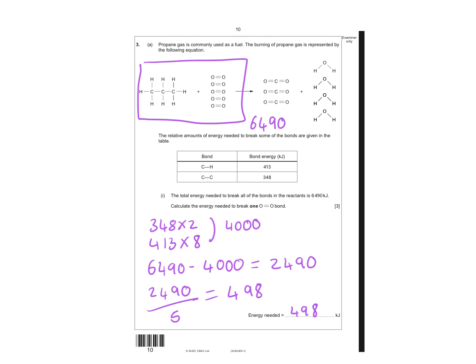So first off, I worked out how much energy is in here. Okay, so I've got 2 carbon-carbon bonds, and then I've got 8 carbon-hydrogen bonds. So 4,000 is how much is in all of that. And I've essentially got 1, 2, 3, 4, 5 of them, basically. Okay, so I did the whole number, took away 4,000, gave me that, and then divided by 5. So each one of them is worth 498.